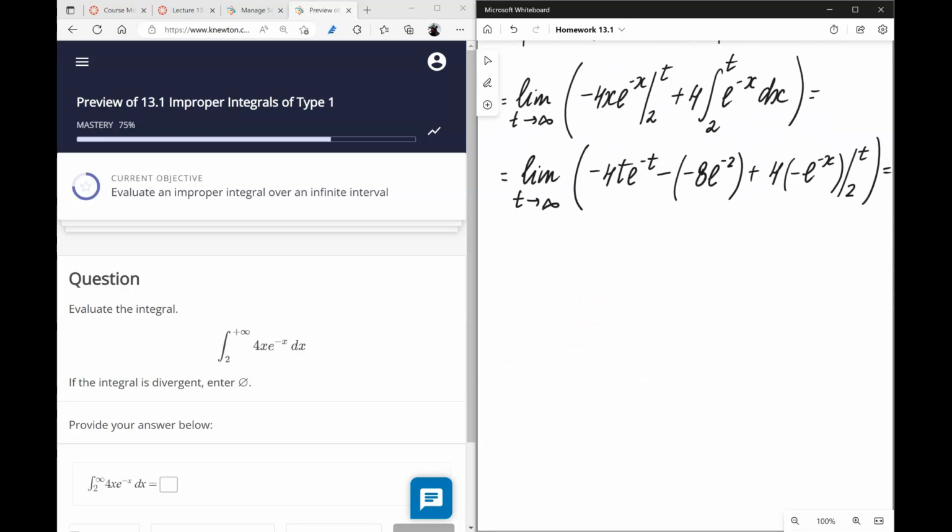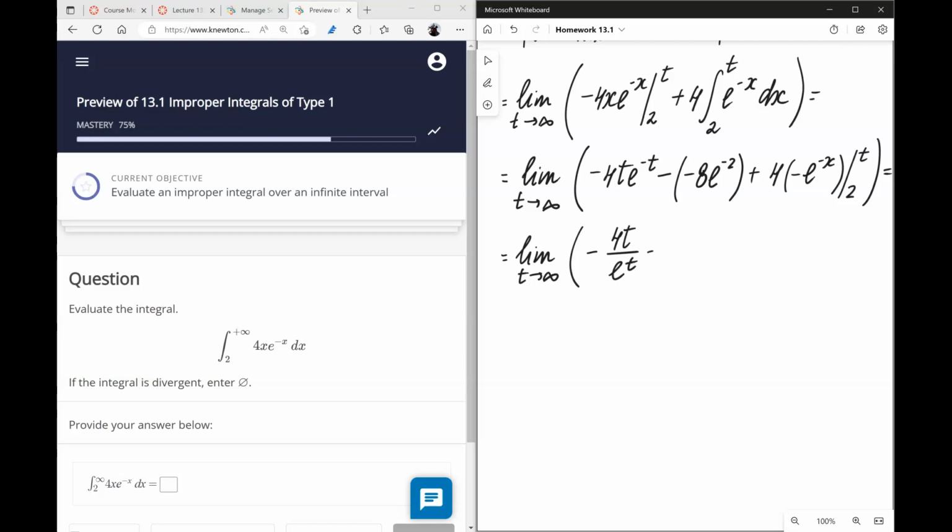So the hardest part here is to actually keep track of your own work. Everything else is pretty straightforward. So this one I'm going to write as -4t over e to the t plus 8 over e squared minus 4, and here we have e to the -t minus e to the -2.